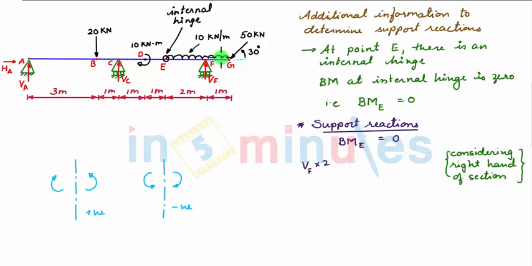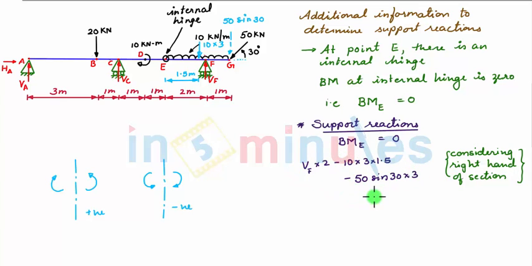Then we have a clockwise moment caused due to this UDL of 10 kN per meter acting for a span of 3 meter. So we can assume a point load of magnitude 10 into 3, which is acting at a distance of 1.5 meter from point E. So we have minus 10 into 3 into 1.5. Next we have an inclined load of 50 kN, which is inclined by an angle of 30 degree and acting at a distance of 3 meter from point E. The vertical component of this inclined load, whose magnitude is 50 sin 30, will form a clockwise moment given by minus 50 sin 30 multiplied by 3.